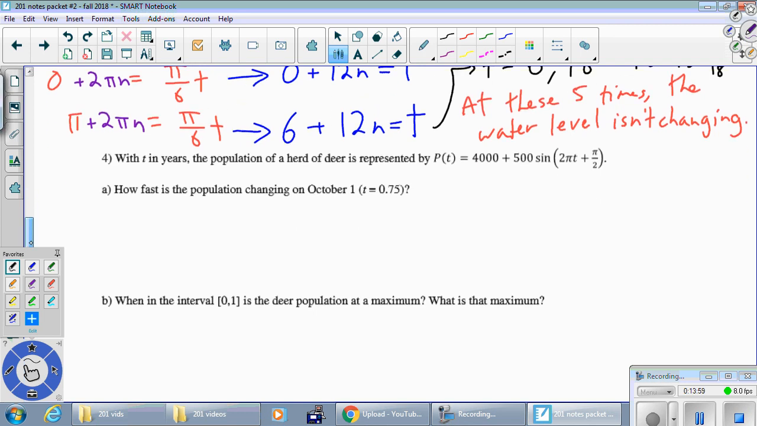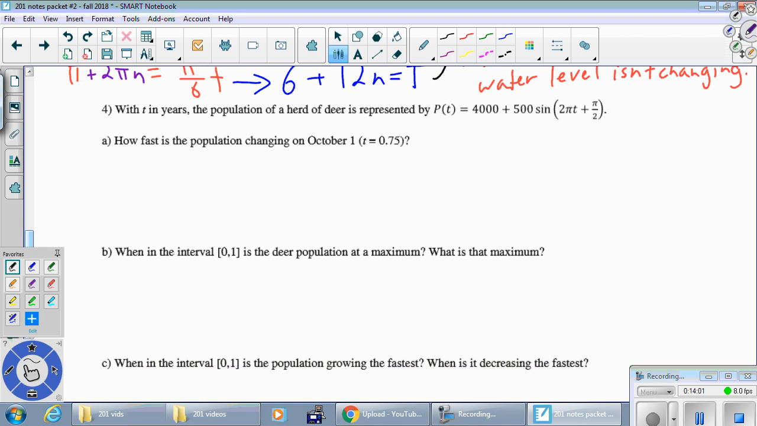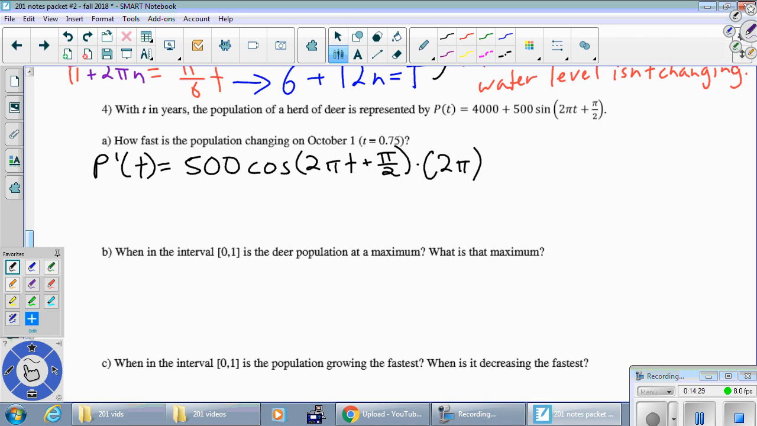Okay, number 4, the deer population is given by that. How fast is the population changing at t equals 0.75? So how fast, that is for sure a derivative. So we've got to calculate p prime of t, and then we'll plug the 0.75 into this. 4,000 plus becomes 0. 500 times the constant multiple stays. Sine of stuff becomes cosine of the stuff, times the derivative of the stuff in the parentheses. That is 2 pi plus nothing. Okay, so there's my derivative.